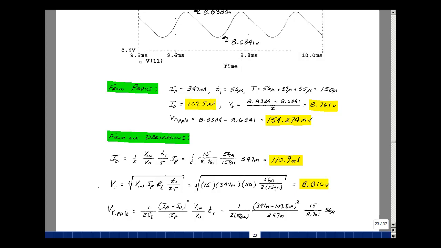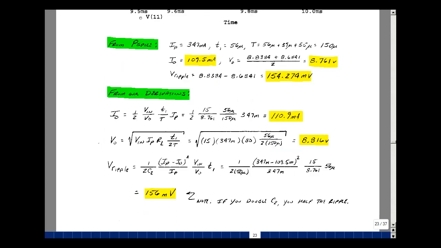Let's go back to our formulas. As I mentioned before, our formulas don't allow us to predict the results, but our controller has to allow these equations to be satisfied. Let's take a look at some of these numbers. Our output average current was equal to this formula, 1/2 Vin over V0, T1 over T times ISO-P. So 1/2, 15 volt input, 8.761, the number I picked up over here, 56 microseconds divided by 150, times 347 milliamps. I get 110.9 milliamps. We measured 109.5, so pretty close.